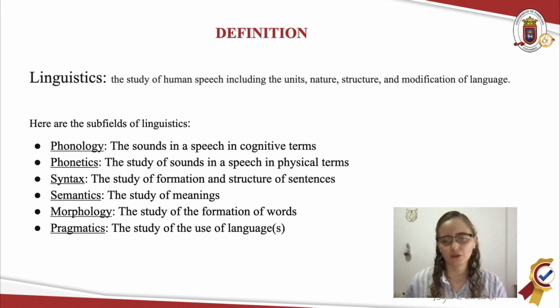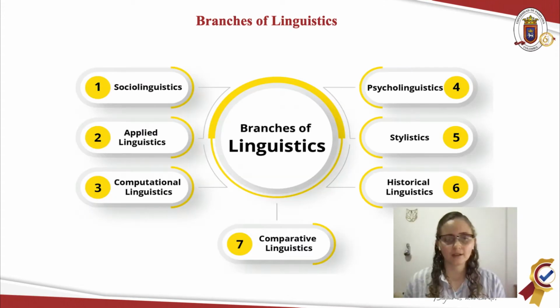Then we have syntax. That is going to be the study of information and the structure of the sentences. Then semantics, which is just going to be the study of meanings. And then we have morphology, which is basically the study of the formation of words. And finally, pragmatics, that is going to be the study of the use of language or languages. Now, it's important to know that linguistics has some important branches.